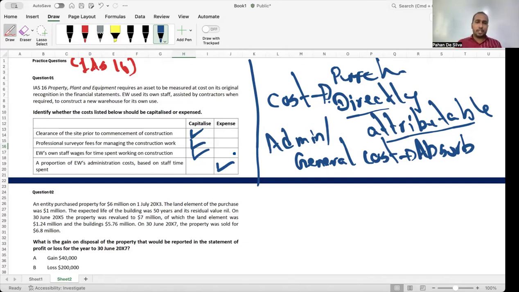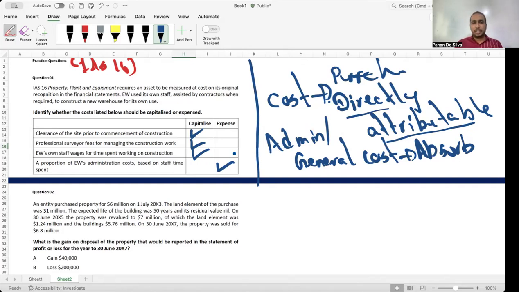Now this question covers your understanding on the cost of property, plant and equipment. We discussed that there are three parts under the cost: purchase price, then directly attributable cost, and removal and dismantling cost. In this question, they have not tested the dismantling cost part. They have basically asked about those directly attributable costs.